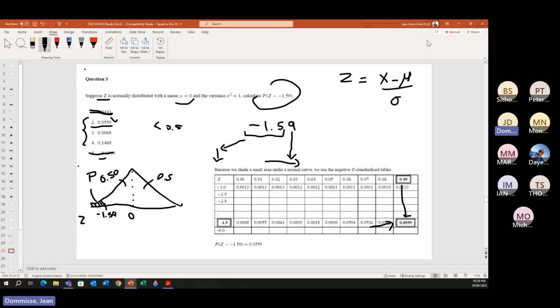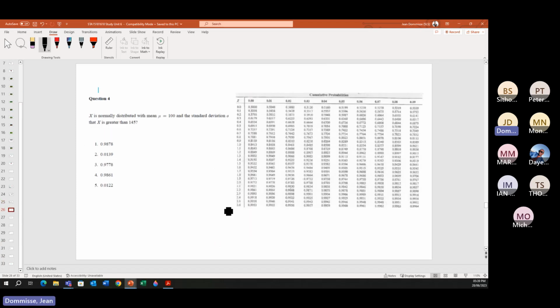Either they give the Z, like in question 3, or they would give you the mean, the standard deviation, and X so that you can work out the Z to get to the probability. Okay, so let's get to the next question. Here they give you a bit more information. They tell us X is normally distributed with a mean of 100 and standard deviation.